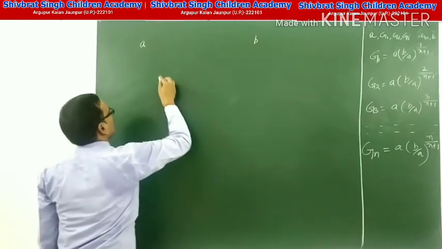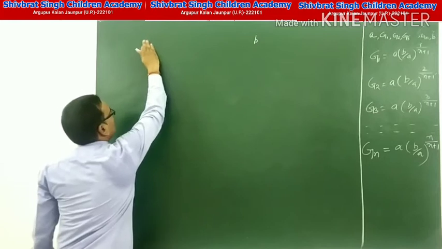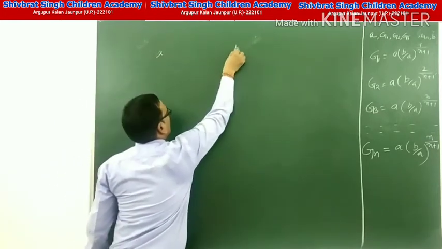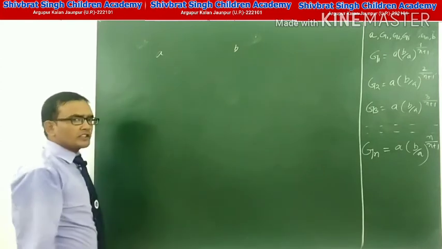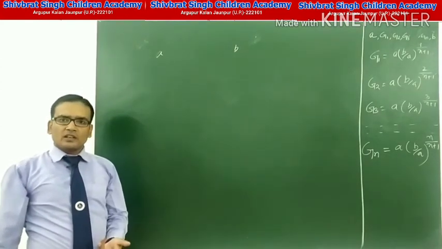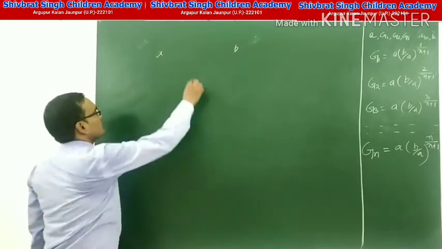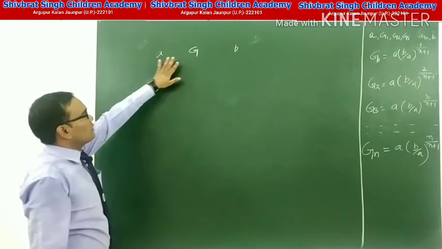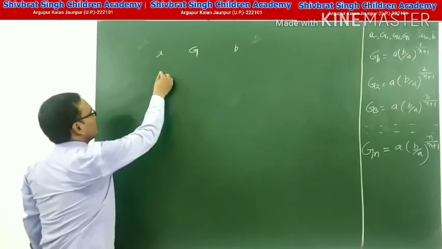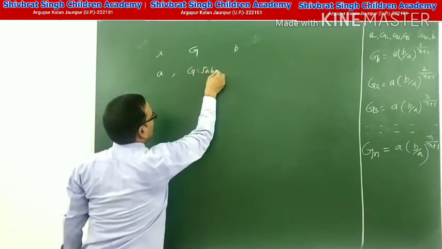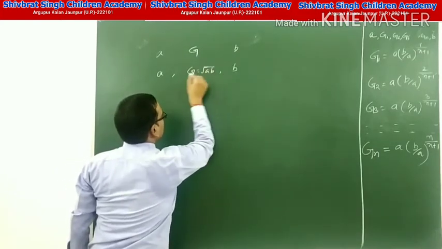we can insert one geometric mean, two geometric means, three geometric means, as many as you like. That means firstly we insert one geometric mean. Then what is the value of G? The sequence is A, G, B, where G equals square root of AB.